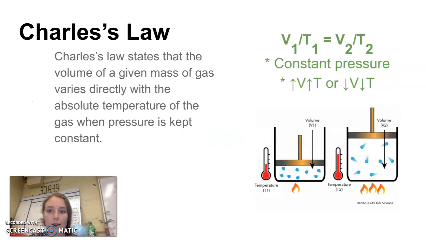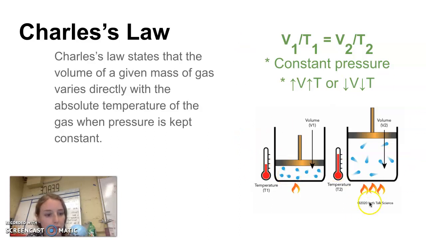Next, we're going to talk about Charles's law. And this states that the volume of a given mass of gas varies directly with temperature of the gas when pressure is kept constant. So V1 over T1 equals V2 over T2. So if we increase the volume, the temperature is going to decrease. Or going to also increase, since these are division here.